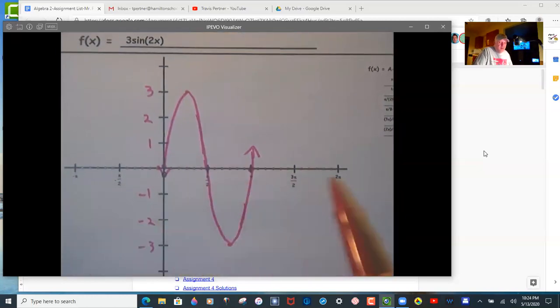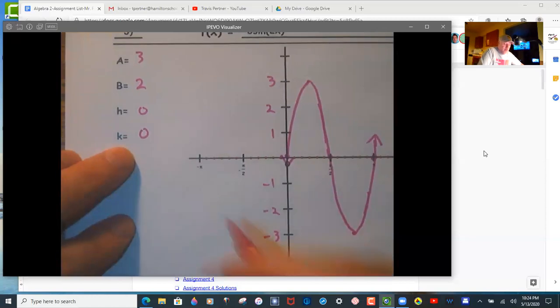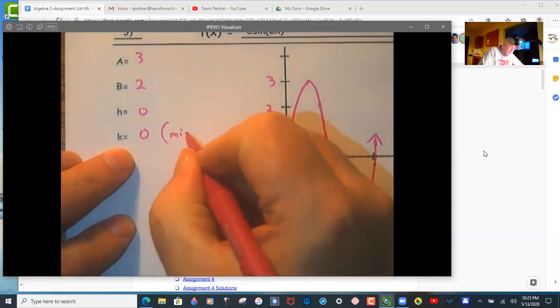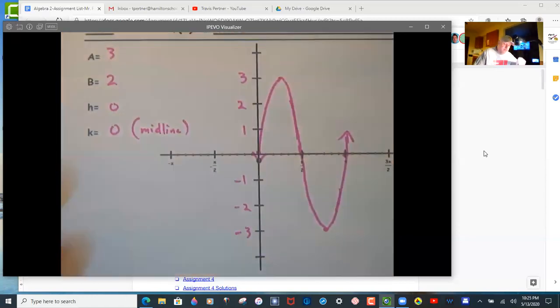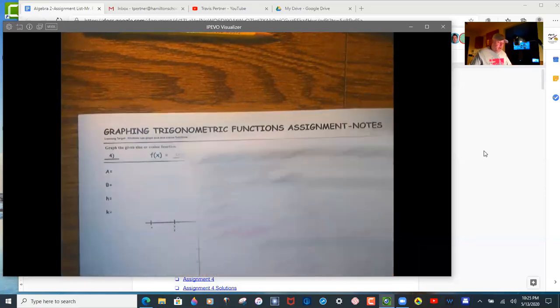So the midline in these problems has been the x-axis, but however you shift it off, it's whatever cuts that, it's whatever the k value is. This is the midline right here. All right, that's 3. Moving along, number 4.